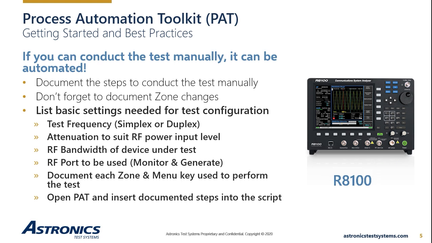So if you can conduct the test manually, it can be automated. The easiest way to get started is to document the steps needed to conduct the test manually, remembering to document the zone changes that you make during the setup parameters. Basic settings needed for the test configuration like test frequency, attenuation, RF bandwidth, port to be used, and then document each zone and menu key you use to perform the test, and then open PAT and insert the documented steps into the script.